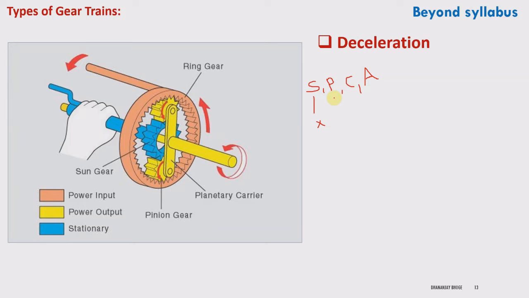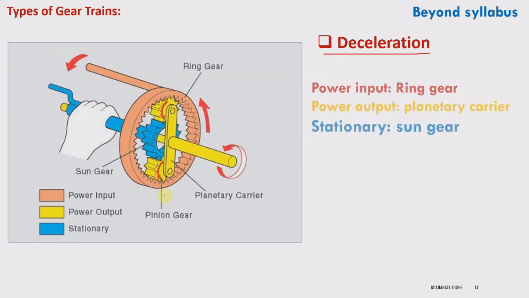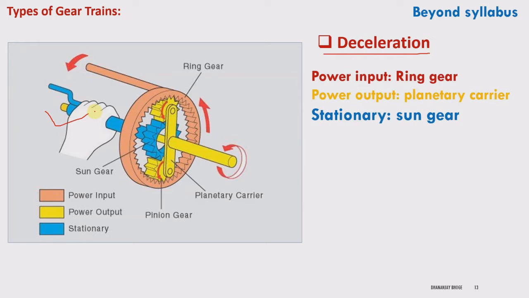So there are a number of possibilities of getting the outputs from epicyclic gear train. So we will discuss here 3 such possibilities. First one is the case of deceleration. In this, sun gear is held stationary or it is fixed. The gear shown in blue color is fixed. Input is provided to the ring gear and output is taken at the planetary carrier.